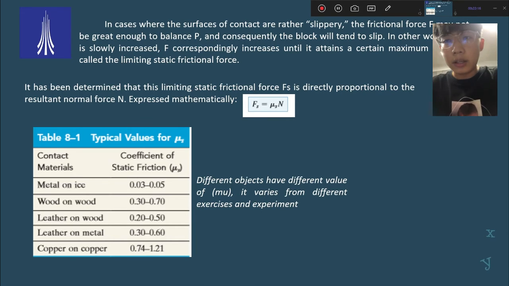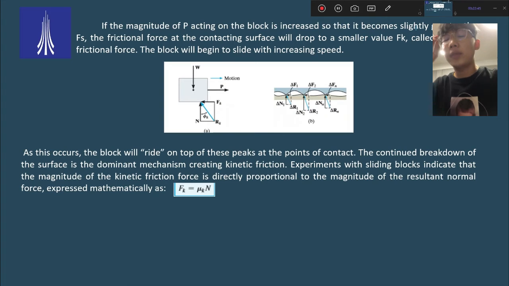As you can see in Table 8.1, it shows the typical values of μs for different materials: metal on ice, wood on wood, leather on wood, leather on metal, copper on copper. And the different objects have different values of μs. It varies from different exercises and experiments. So, moving on to that.